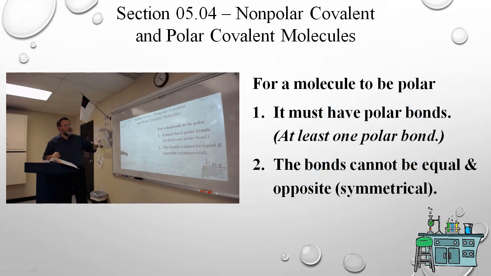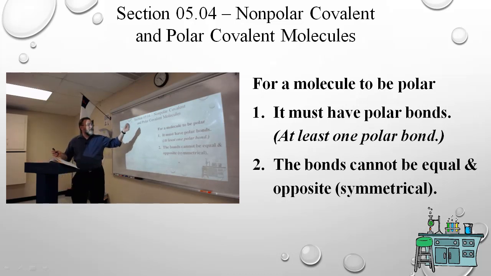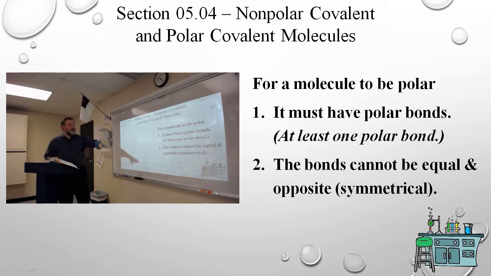So here's the kind of rules you need to apply to figure out whether or not a molecule is polar or nonpolar. What we're trying to do here is say for a molecule to be polar, if it's not polar, what is it? It's nonpolar, okay? So here's the argument we're making. We're trying to prove it's polar, and if it's not, it's nonpolar. In order for it to be polar, it must have polar bonds. Now that's the way the book says it. I'm going to say it to you this way. It must have at least 1 polar bond.